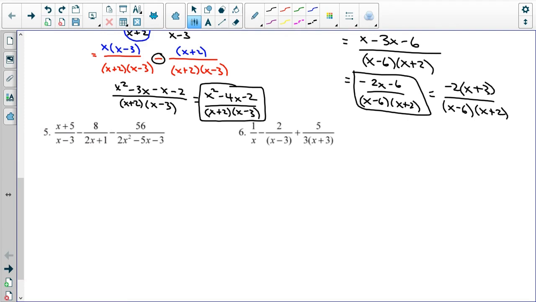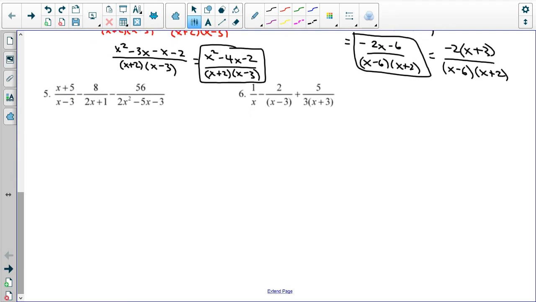Problem 5. So what I'm going to do is factor 2x squared minus 5x minus 3. And excuse me, I'm going to venture a guess that it's x minus 3 times 2x plus 1. That isn't rocket science usually. So usually what happens is denominators end up giving you clues for what the factors are going to be.